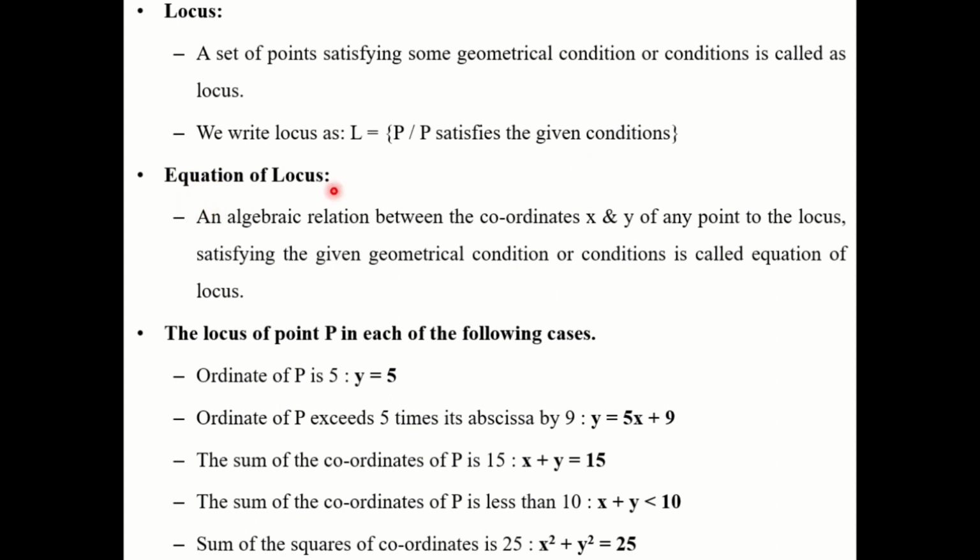Then the equation of locus is an algebraic relation between the coordinates x and y of any point on the locus satisfying the given geometrical condition or conditions. For example, what is the equation of a straight line? The general equation of a straight line is ax plus by plus c is equal to 0. That equation represents a straight line. Then the circle whose center is at the origin has the equation x square plus y square is equal to r square. These are the geometrical conditions which represent that set of points, or locus.